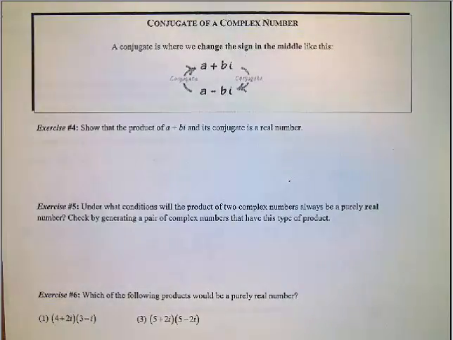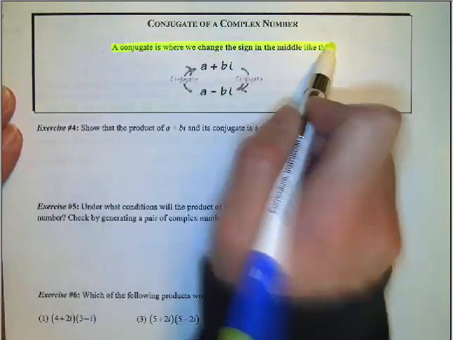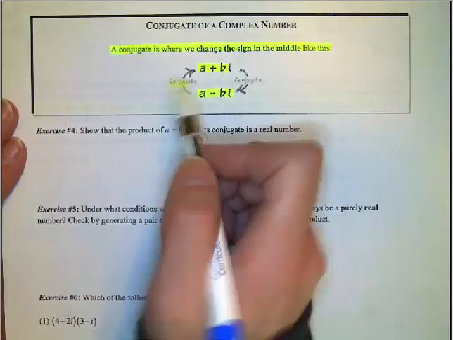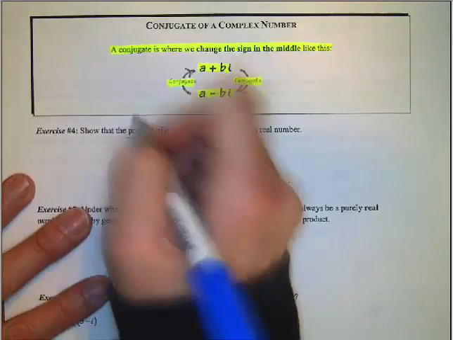Conjugate of a complex number, and we've talked about conjugate in the past. A conjugate is where we change the sign in the middle, like this. So a plus bi and a minus bi. Notice they are both conjugates because a minus bi is the conjugate of a plus bi, and a plus bi is the conjugate of a minus bi. So we are going to, in exercise 4, show that the product of a plus bi and its conjugate is a real number. So something very special happens when we multiply something by its conjugate. And remember, product means to multiply.